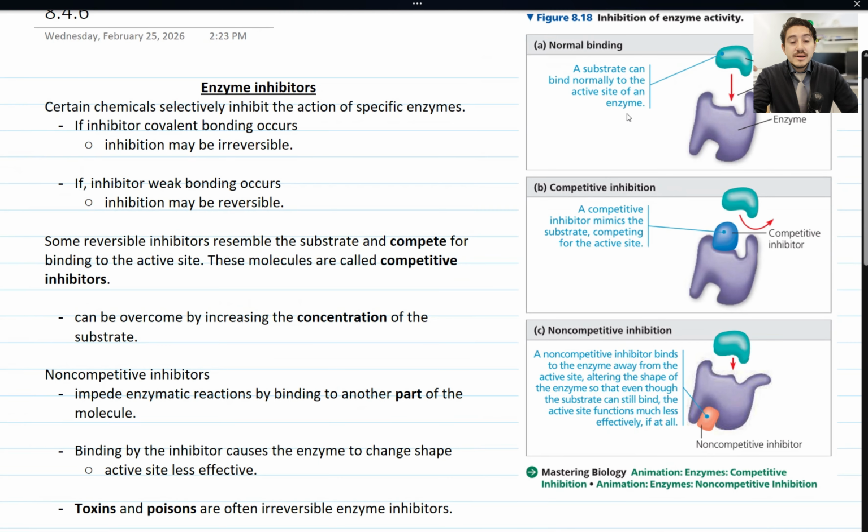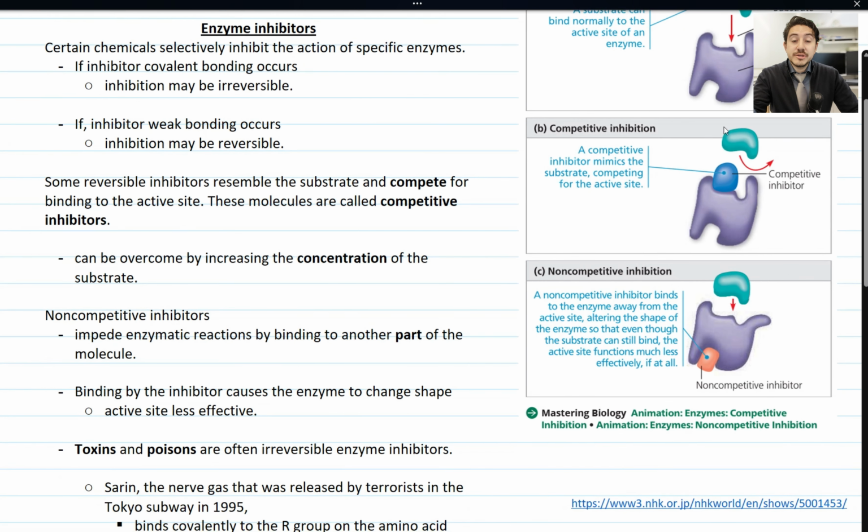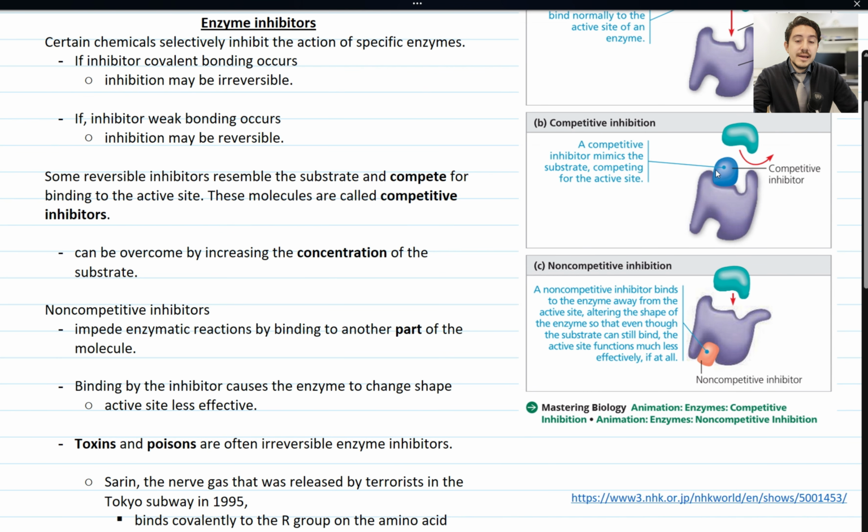As you can see here, you have normal binding. This is a normal case. You have an enzyme and your substrate binding to the active site. Competition: you can have a competitive inhibitor that doesn't have to have the complete pocket shape, but enough that it can bind to a particular area. That's already competitive inhibition.